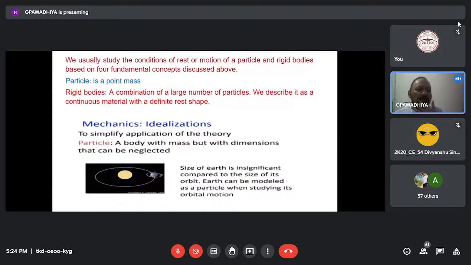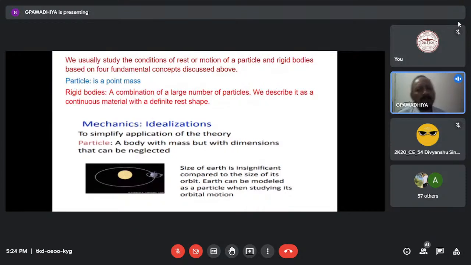Now let's study the idealization of these materials or the particles or bodies. So we usually study the condition of rest or motion of a particle. Here we will study the motion also in this unit. So rest, condition of rest or motion of a particle.